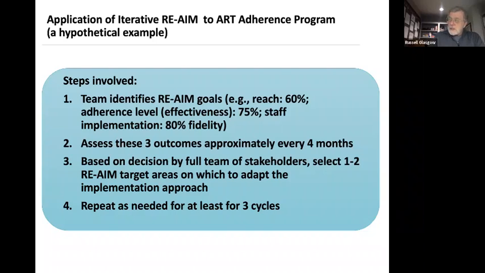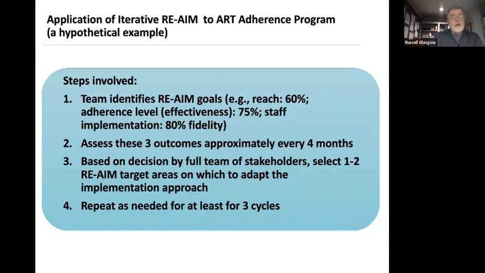Okay, and they assessed this. This was an ongoing project, approximately every 4 months. They decided that was a reasonable periodicity. Based on this, then at each assessment, they, as we recommended, selected 1 to 2 RE-AIM targets to focus on based on a gap analysis, and then ideally, again, you would repeat this for at least 3 cycles.